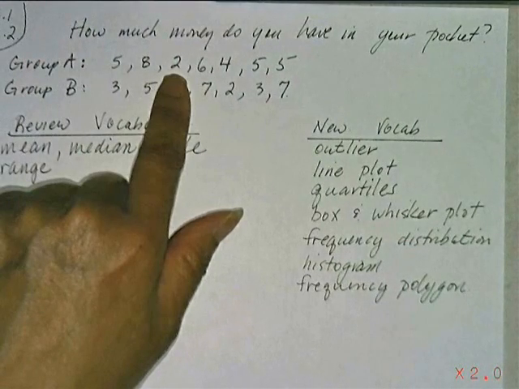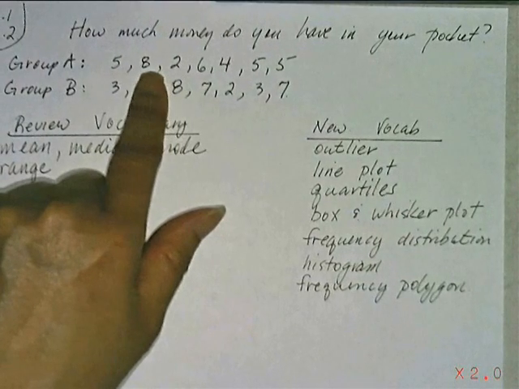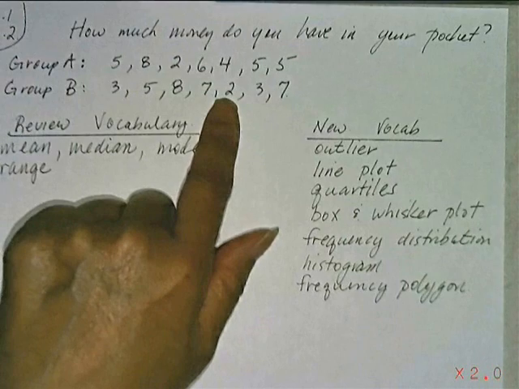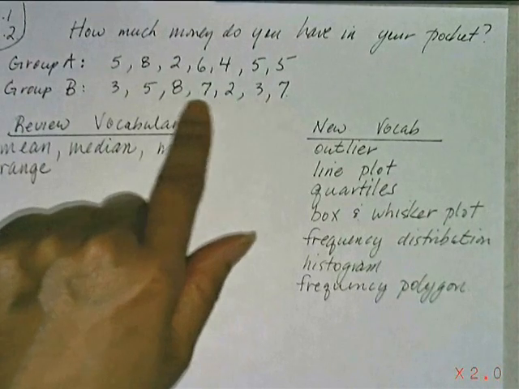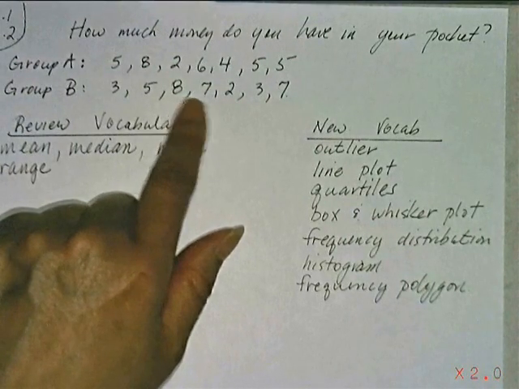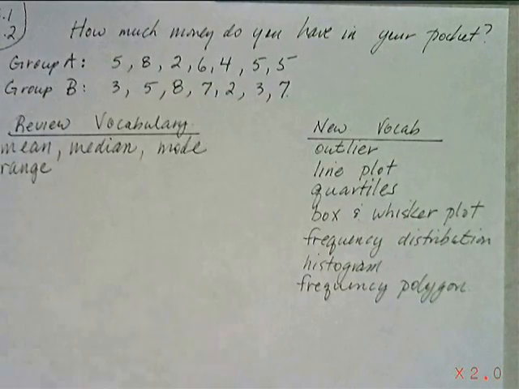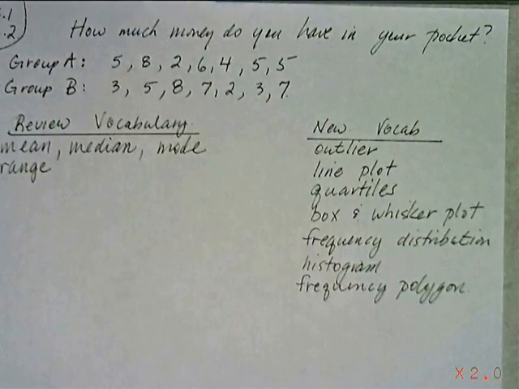Group A, the lowest value was $2 in their pocket. Somebody in that group had $8. In group B, somebody also had $2 in their pocket and another person had $8. So the range in both cases is the difference. 8 take away 2 is 6. So both groups have the same range.